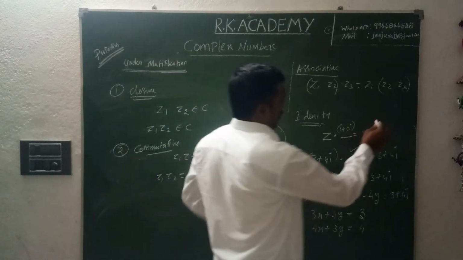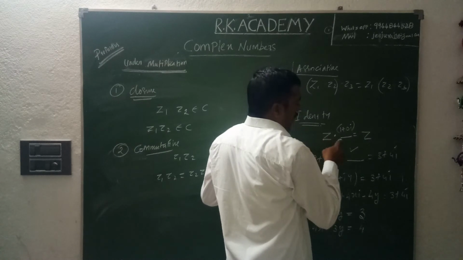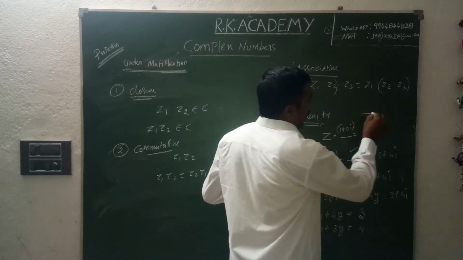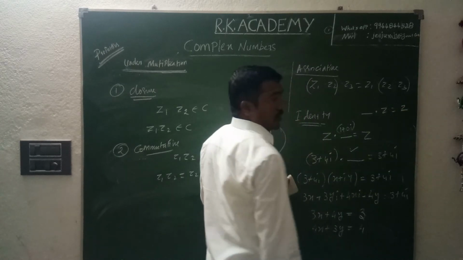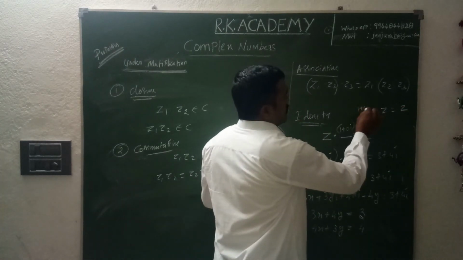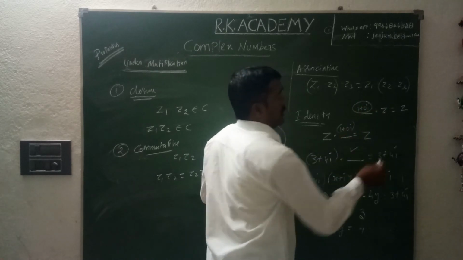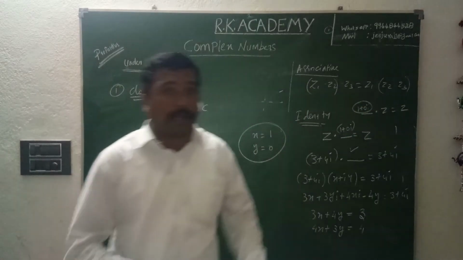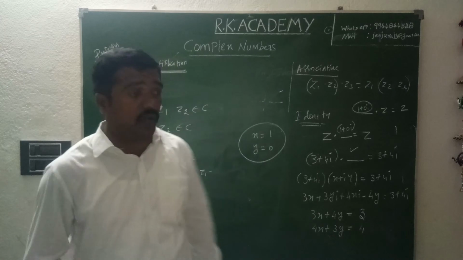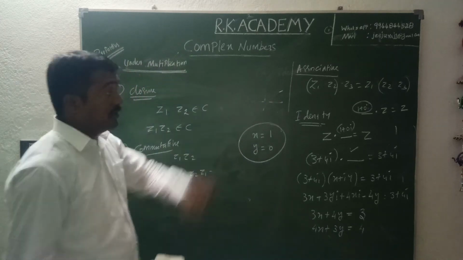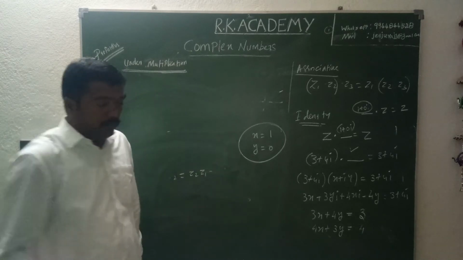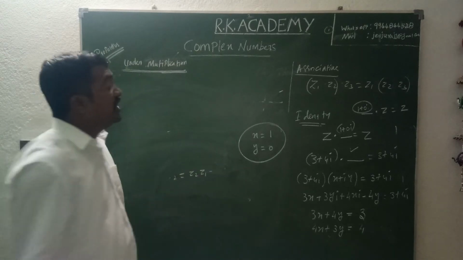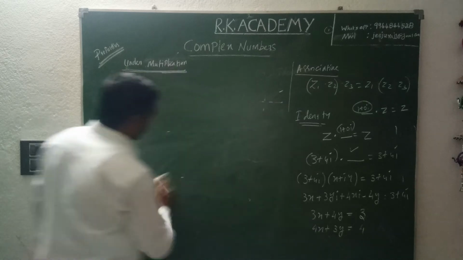Again there is a concept. Z into the identity is equal to z, and the identity into z is equal to z. So what you need to put here? 1 plus 0i. What is 1 plus 0i? That is 1. 1 is a complex number. How to write that 1 plus 0i? It's the next one, a very important thing. Under multiplication, how to find the inverse? Listen.